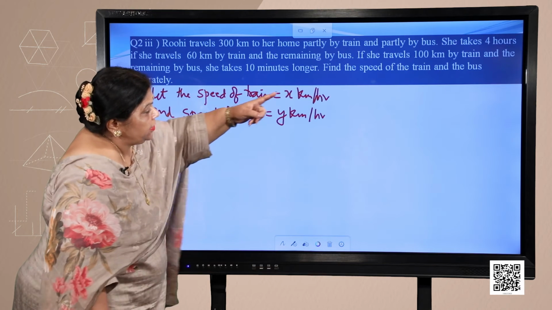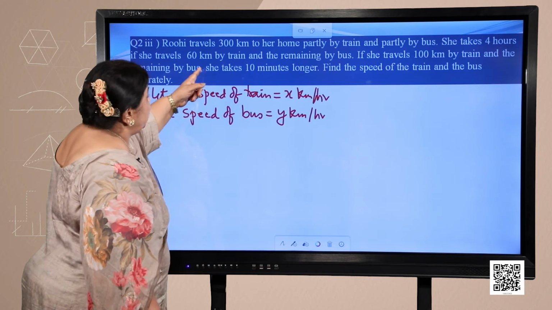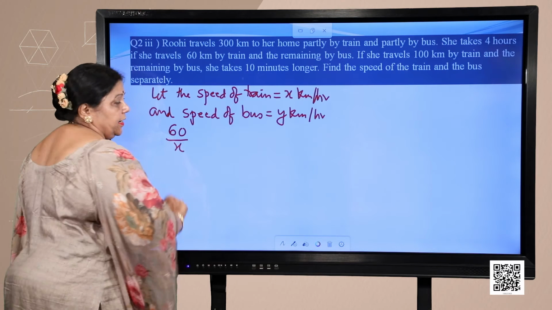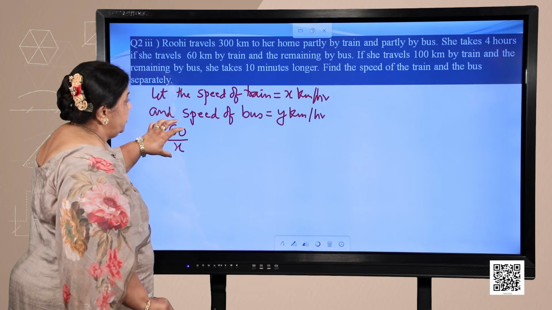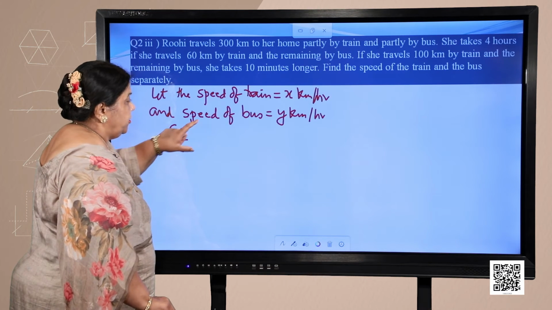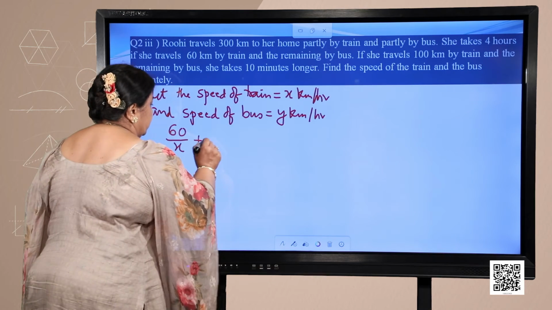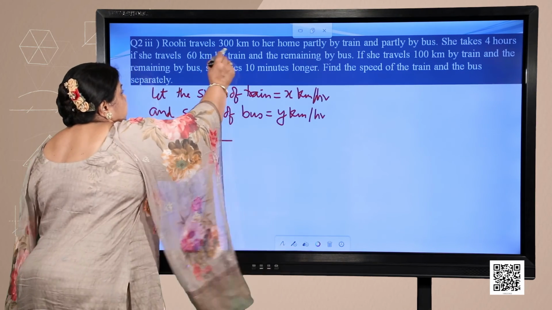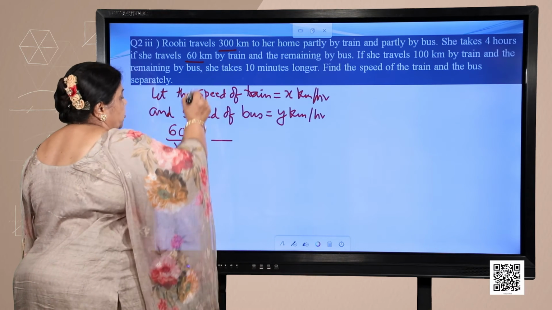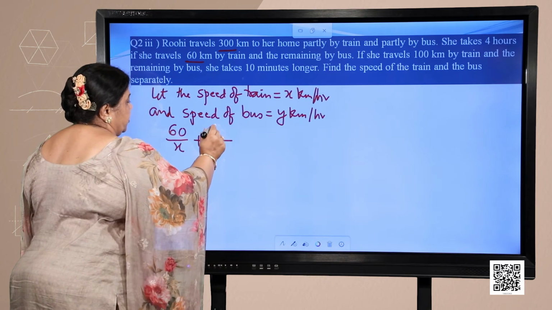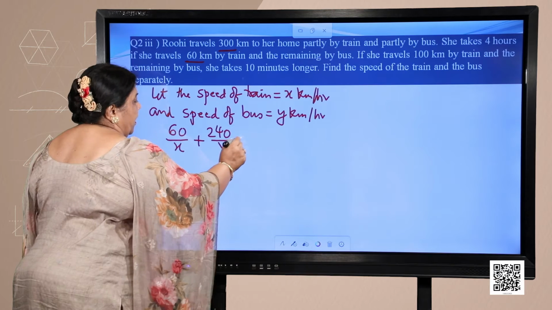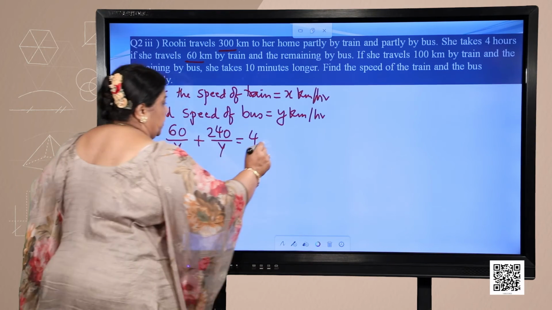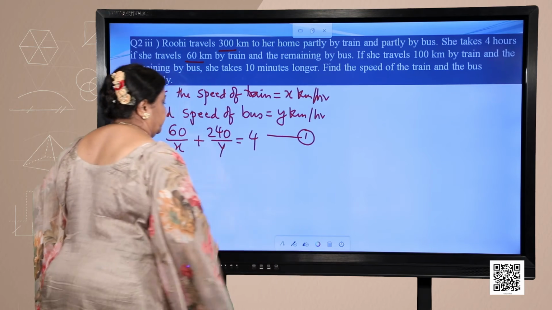Now, if she is travelling 60 kilometers by train, let us take distance upon speed, that gives me time. This is the distance covered by train. So, plus what is the distance left out now? Out of 300, if she has covered 60 by train, how much is the distance left? Yes, you are right, it is 240. And how much time she is taking? She is taking 4 hours. So, this becomes the first equation.